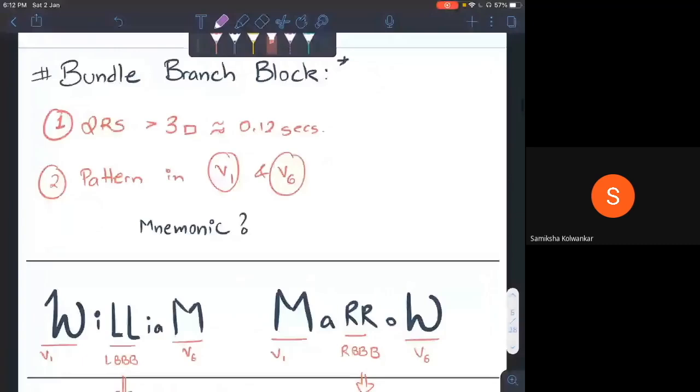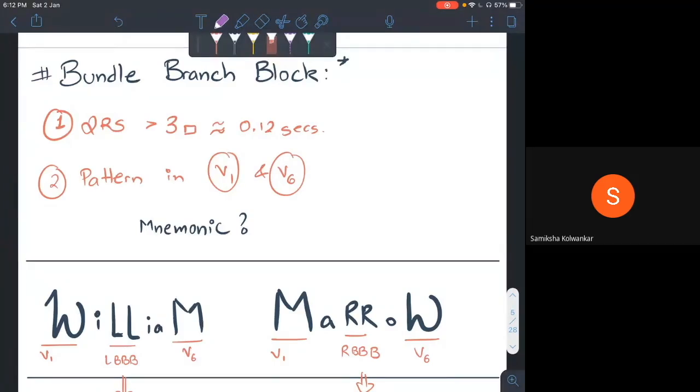Bundle branch blocks. We're going to start off with that because quite often bundle branch block is extremely common. It can occur in an isolated manner. It can occur with an MI. It can occur with a lot of other heart problems. And quite often you see it and you're a bit confused because the QRS doesn't look the same.